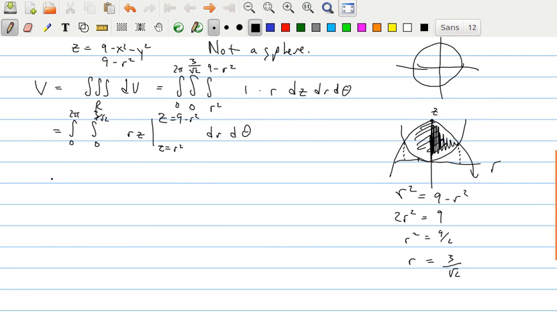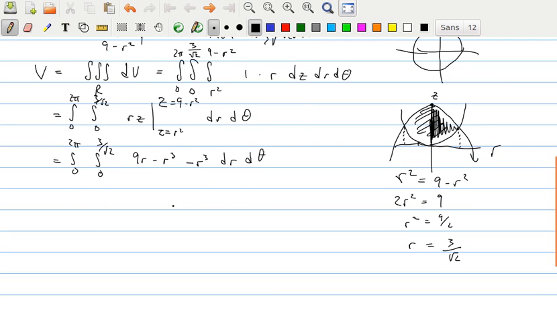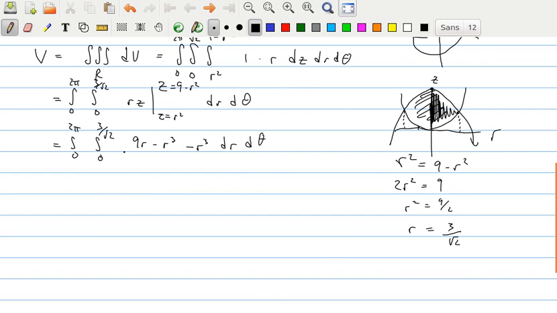Now here we're going to evaluate. So we keep our outer integrals the same, 0 to 2 pi, 0 to 3 over radical 2. We plug our z values in, and we're going to get 9r minus r cubed, subtract r cubed, dr d theta. Now at this stage, this double integral, the inside function is a function of r times a function of theta. Our limits are constant, so we can use the box theorem.